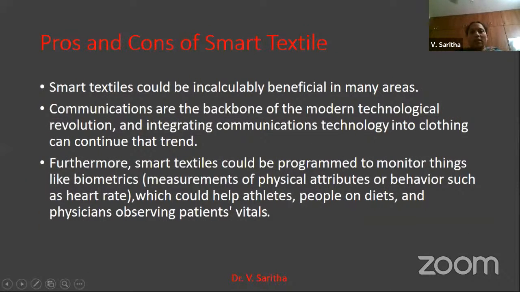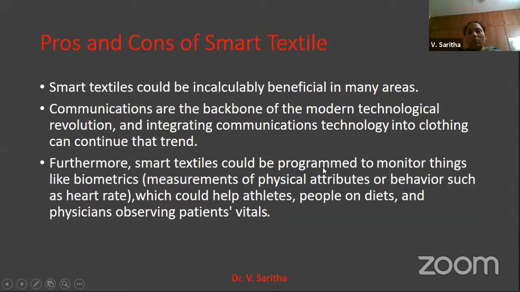The pros and cons of smart textiles. Smart textiles could be incalculably beneficial in many areas. Communications are the backbone of the modern technological revolution, and integrating communication technology into clothing can continue that trend. So these are the advantages basically.